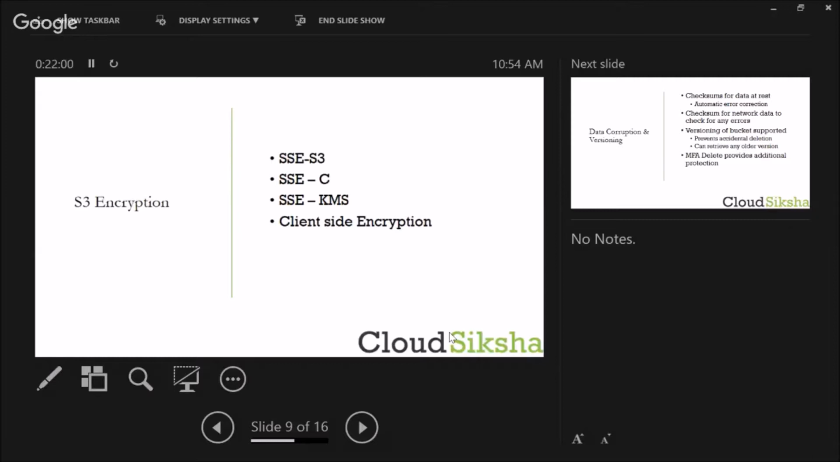As I said earlier, you can also do client-side encryption. So encryption is a very important aspect of security, and there are multiple ways in which you can do the S3 security.